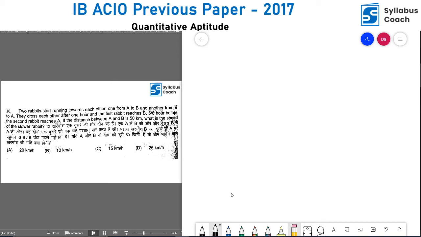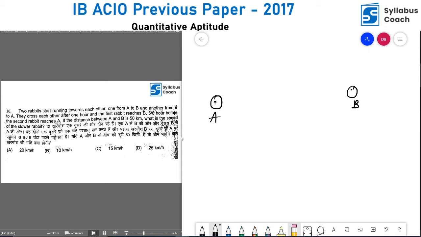Welcome back, students. Let's quickly try to solve this particular question. Two rabbits are running towards each other, one from A to B and another from B to A. So there are two rabbits, one at A and another at B, and they cross each other after 1 hour. And the first rabbit reaches B 5/6 hour before the second rabbit reaches A.